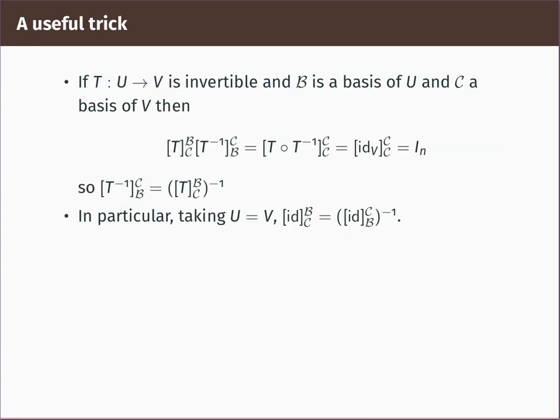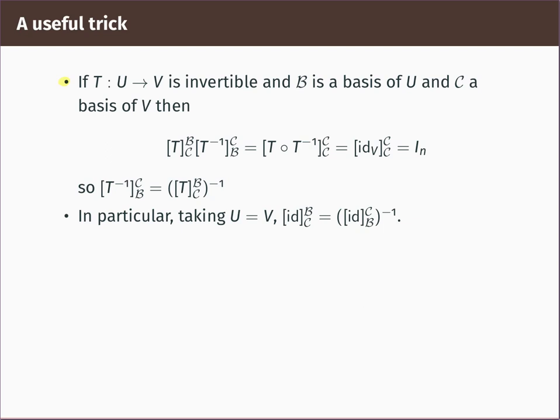Let's see some useful things that we can get out of this composition theorem. In particular, we're going to be able to see how to answer the problem which I mentioned at the end of the previous lecture. So first of all, let's look at what happens when you've got an invertible linear map T from U to V. It so happens that if T from U to V is invertible, then its inverse is also linear. We'll see why that is in a future lecture. But for now, let's just take that for granted.